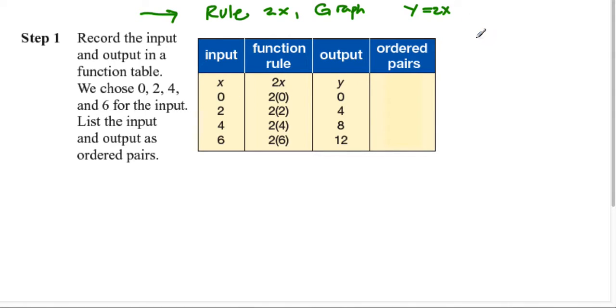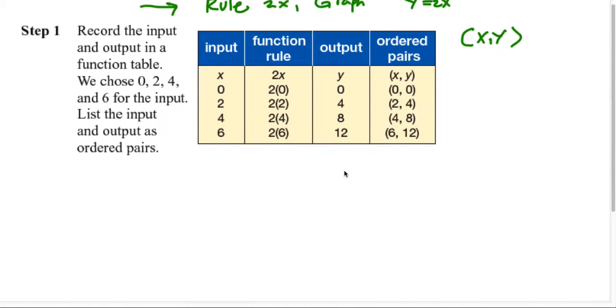Our ordered pairs, remember, this is our x coordinate and this is our y coordinate. When we talk about ordered pairs, it's always arranged as x first and then the y coordinate. So the x coordinate first before the y coordinate. That will be our ordered pair. So in this case, our ordered pair would be xy on top, 0, 0, 2, 4, 4, 8, and 6, 12. That is step number 1.